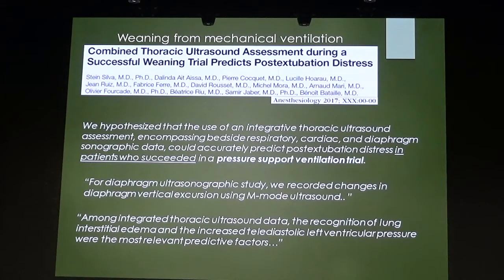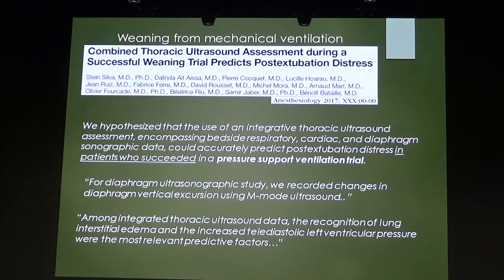and then they tell us that for diaphragm ultrasonography they recorded changes in diaphragm vertical excursion using an ultrasound, and as we said before, this is not the right technique to assess patients in pressure support ventilation, and they used pressure support as high as 7, so it's not really really low.